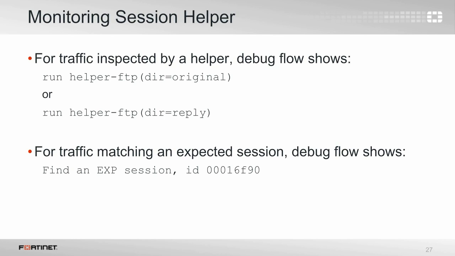The debug flow shows the name of the session helper, if any, that is inspecting the traffic. In this case, it is the FTP session helper. Also, for traffic that matches an expected session previously created by a session helper, the debug flow shows the message, find an EXP session.